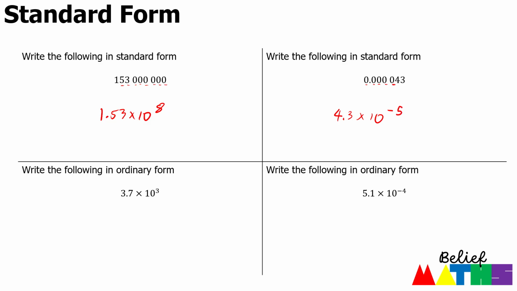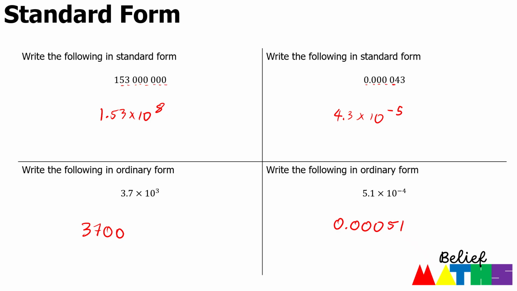Using a similar idea to the opposite, I've got 3 jumps here because it's 10 to the power of 3, so I have 37, that's 1 jump, and I've got 2 left over, so there's my 2 zeros. In the same sense here, I've got negative 4, so I write 1, 2, 3, 4 zeros. Then I write my other digits, in this case my 51, and then I just put a decimal point after the first 0. So I get 0.00051 as my answer there.